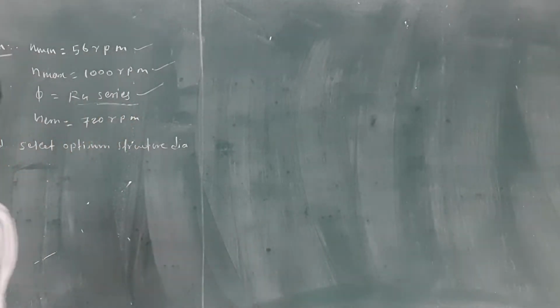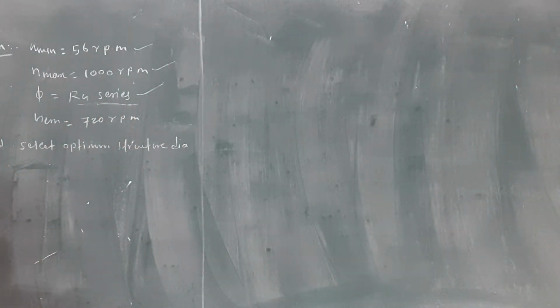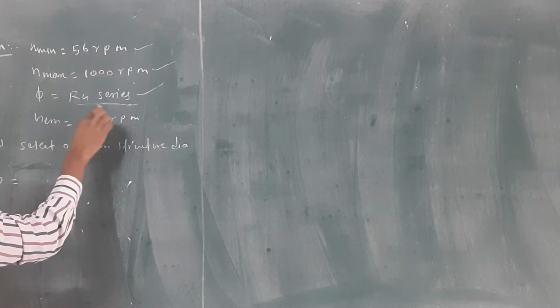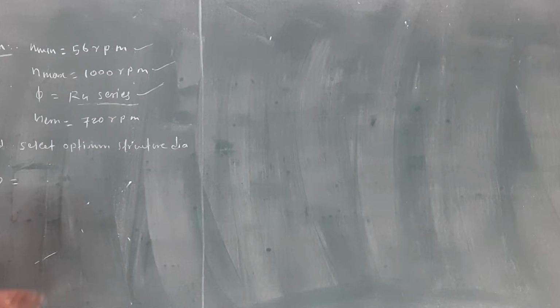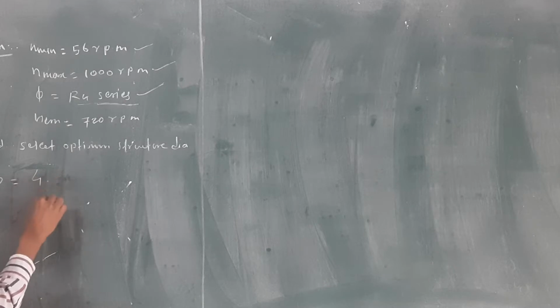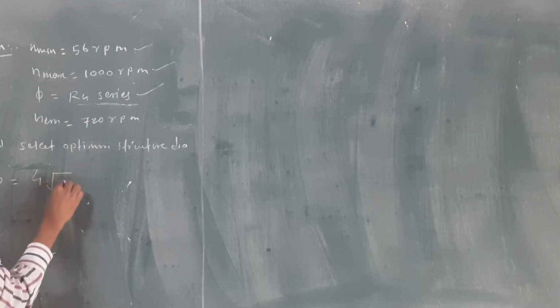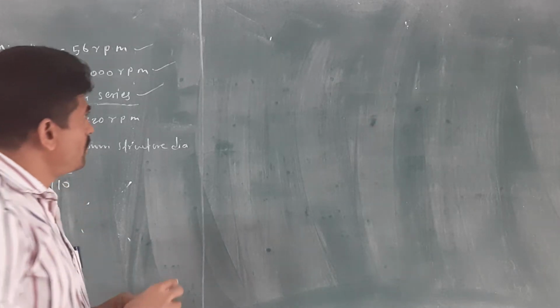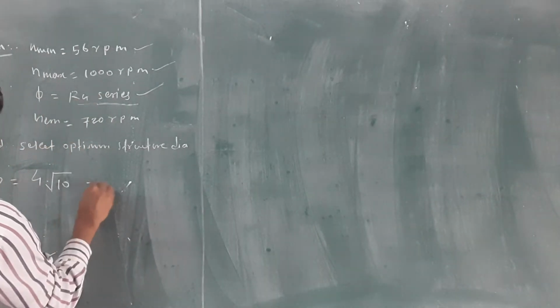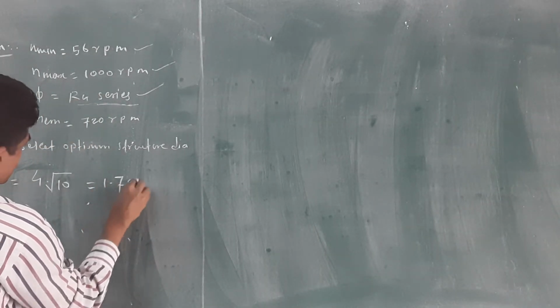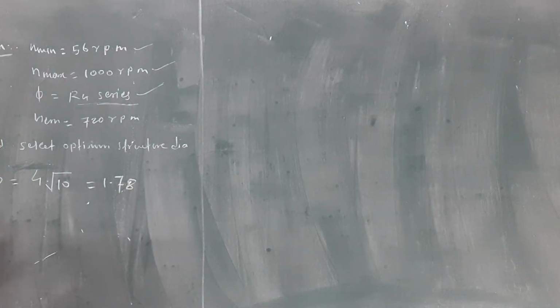What is the first point? They have given the phi value. Phi is nothing but the geometric progression ratio. This value of phi is for the R4 series. In the previous lecture I already explained how to calculate it. You have to write 4 root of 10. If you calculate this, you will get 1.78. You will get the geometric progression ratio.